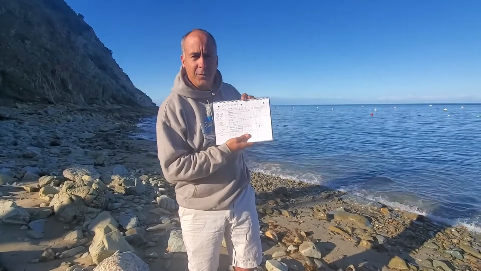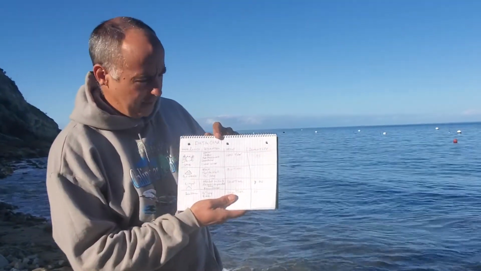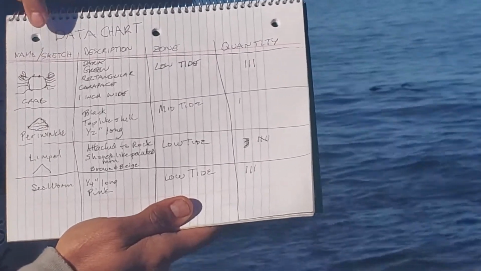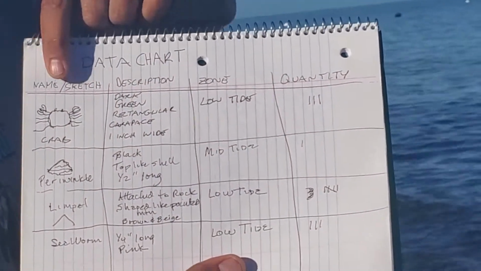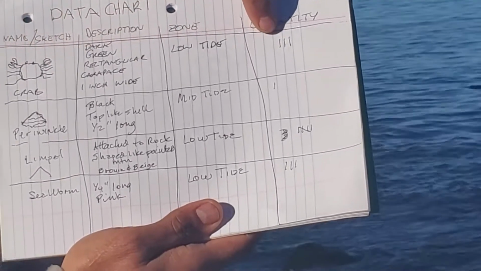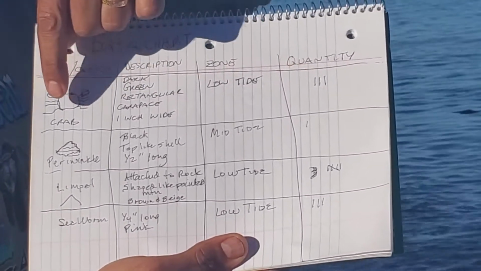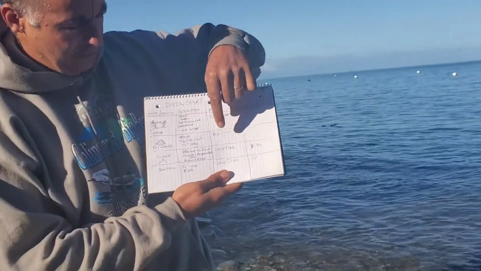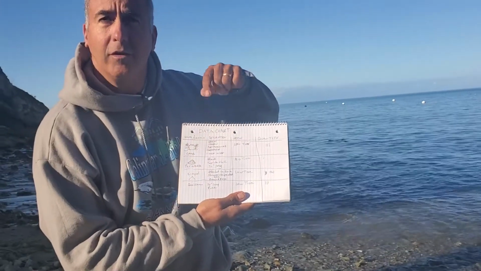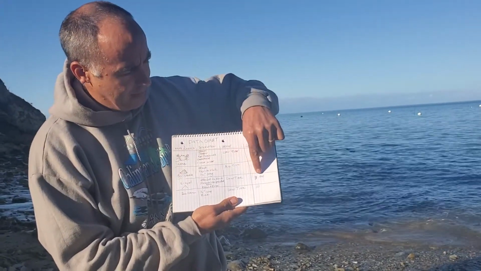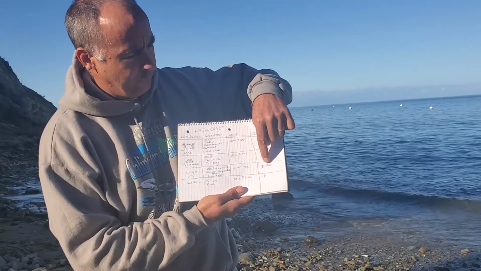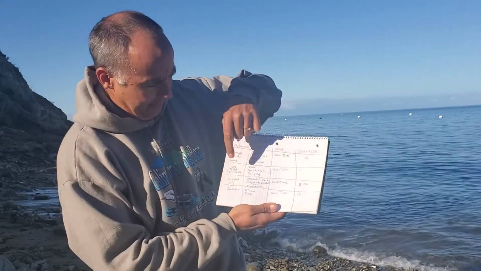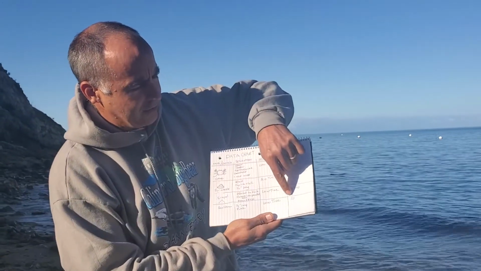Okay, you guys, here's my data chart, and as you can see, I have seen quite a few animals. My dominant species, the one I saw the most, was the crab. I saw 3 of those, okay? Then I have the periwinkle, which I saw 1 of, and actually, correction, the dominant species is the limpet, because I actually have 1, 2, 3, 4, 5. I saw 5 limpets. And I also saw a sea worm, and actually I saw 3 of those.